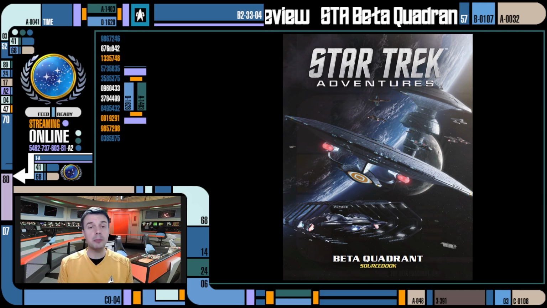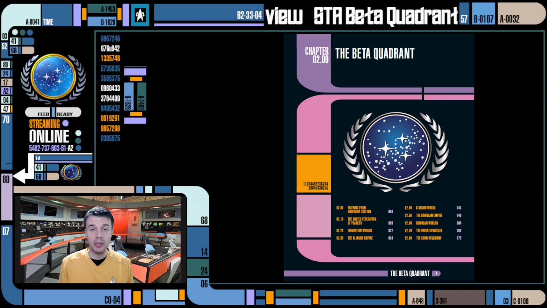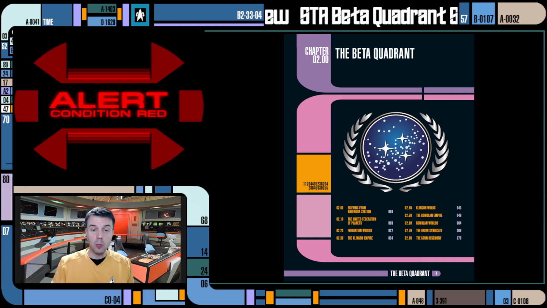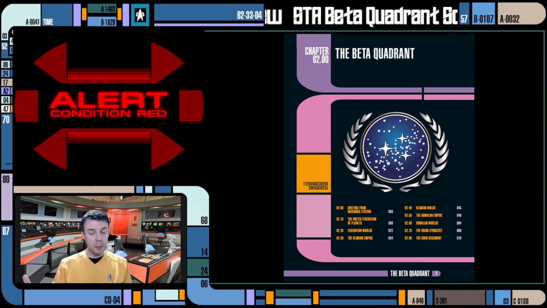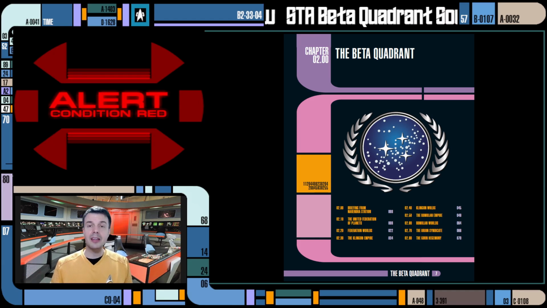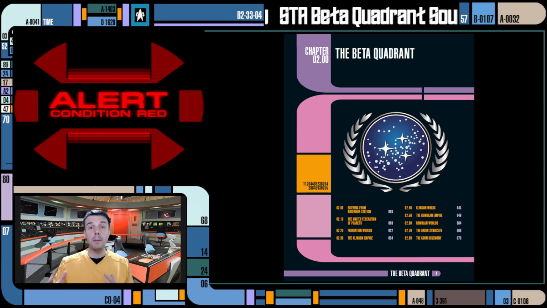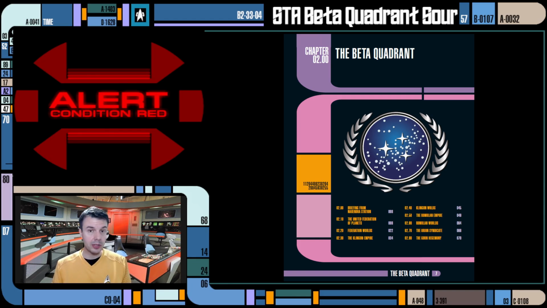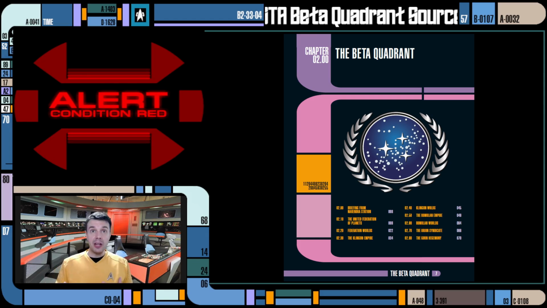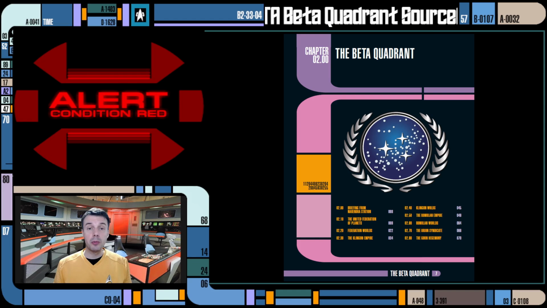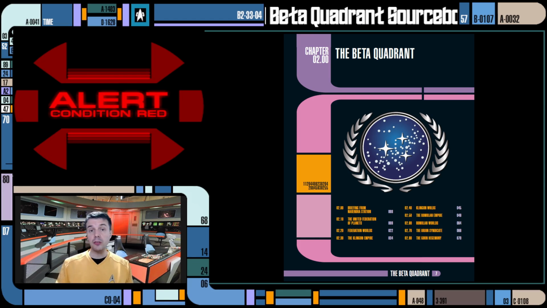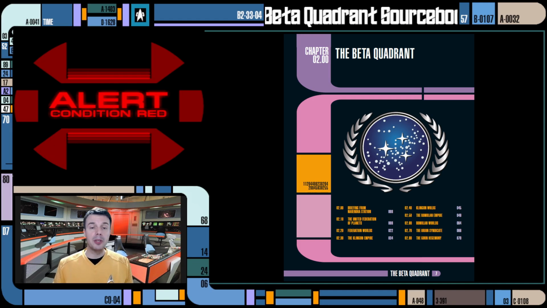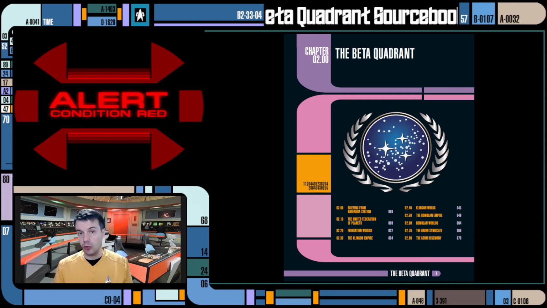Jumping into chapter 2, because chapter 1 is just an introduction of what to find in the book. Chapter 2, I'm going to start off with a red alert. The reason being is this is the chapter where it's talking all about what's in the Beta Quadrant. And this is going to be, in my opinion, a very indispensable resource for GMs and players out there, especially players who maybe aren't fully up to their knowledge on Star Trek and Star Trek lore.